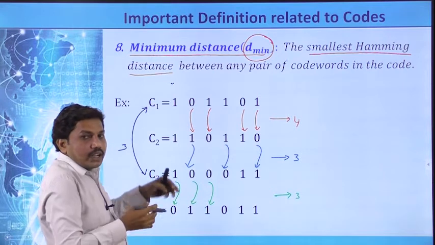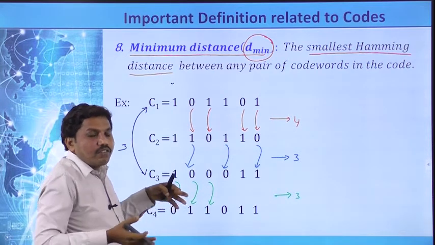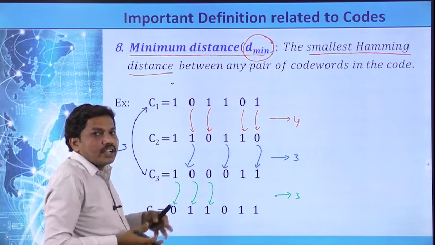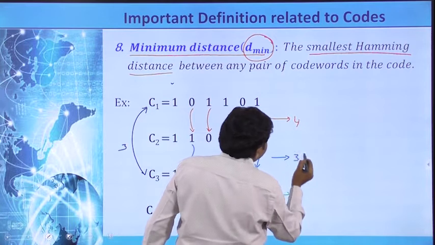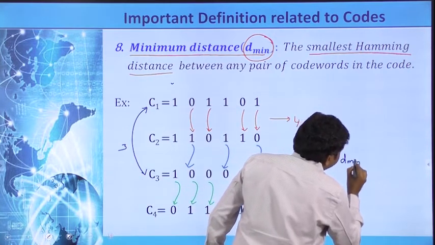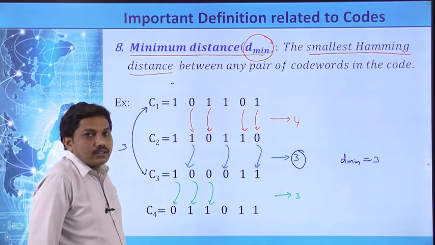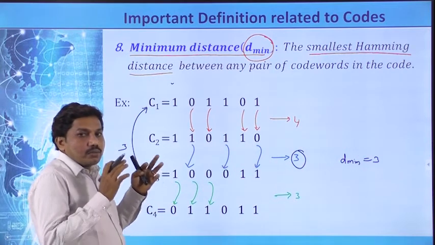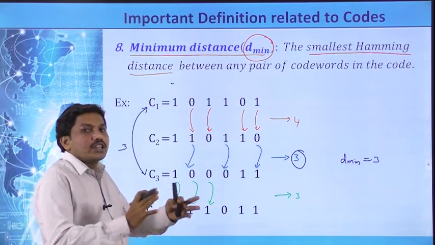So you can calculate all the possible combinations. Out of all the possible combinations, which has the minimum distance? Look here, the minimum distance is 3. So d minimum in this case is 3. It is the smallest Hamming distance between any pair of code words in the code.